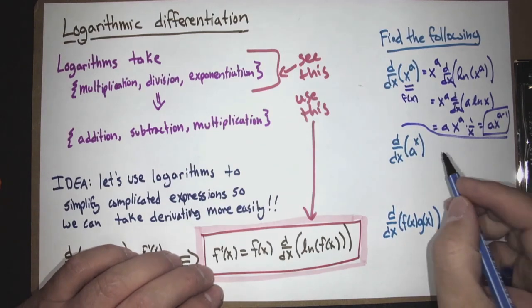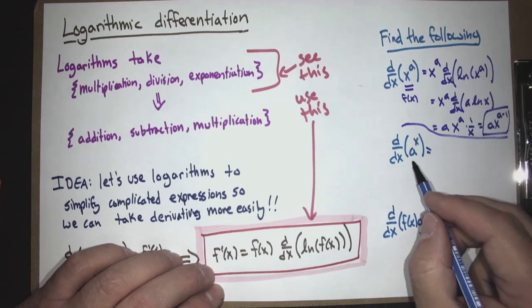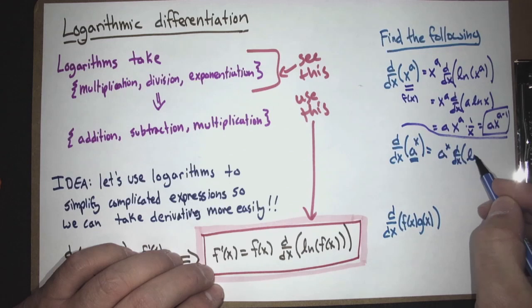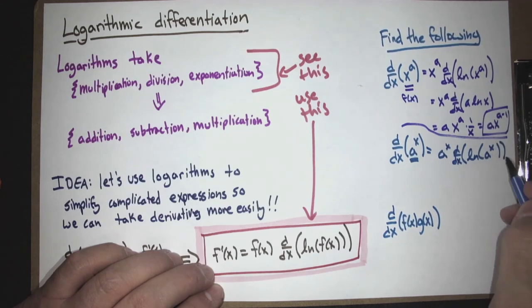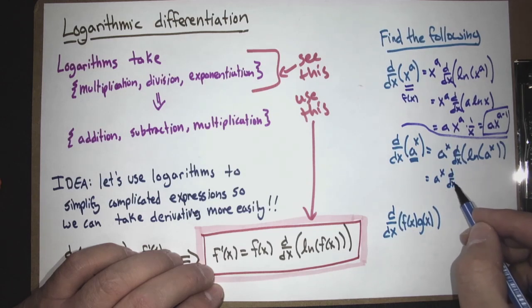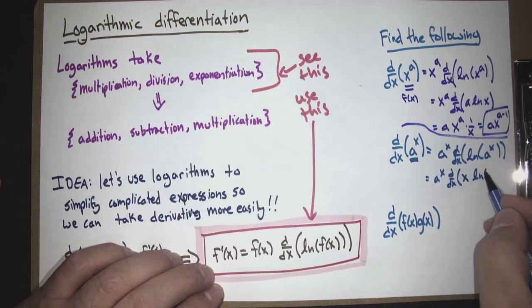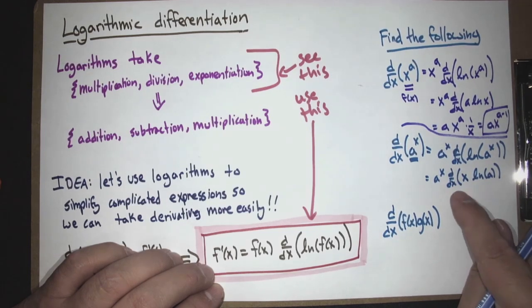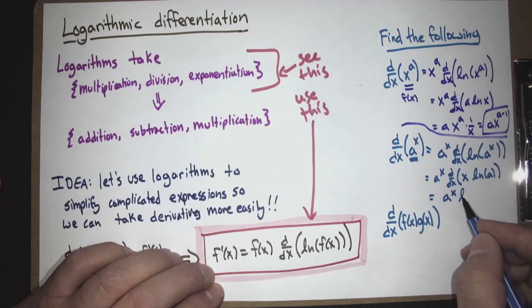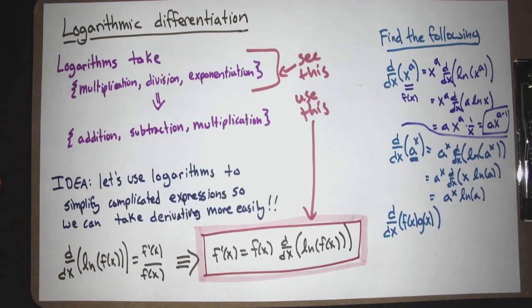How about the derivative of a to the x? Well, now this is your function. So that's a to the x times the derivative of natural log of a to the x. But what can you do here? Here the x comes down times natural log of a. Well, natural log of a is a constant. So what's the derivative of x times natural log of a? Well, the answer is natural log of a, because the derivative of x times a constant is the constant.